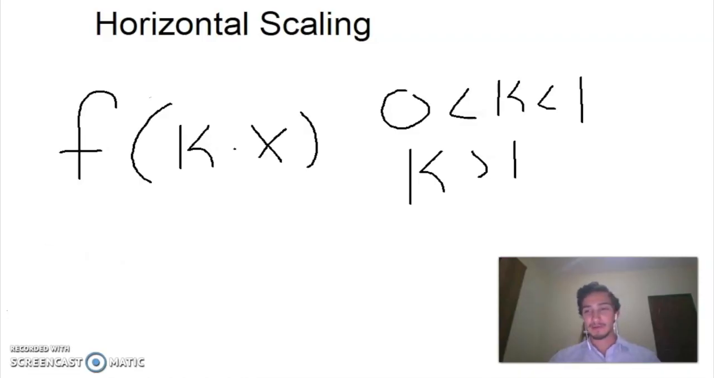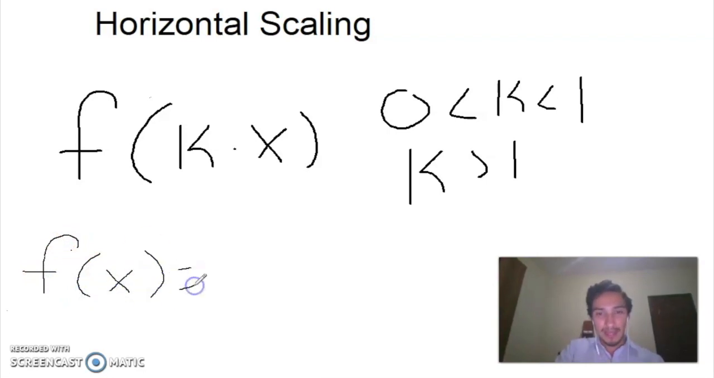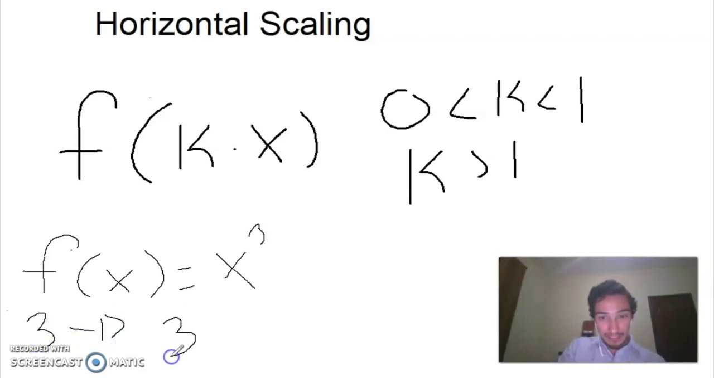All right, so now that we've seen how horizontal scaling looks graphically, let's put both horizontal shifts and horizontal scales together. So let's take f of x is equal to x cubed. Why not? So we're going to have x cubed, and let's say we want to shift it over 3 units to the right, and let's say we want it to be stretched by a factor of 3. How would we do that? So let's write that down. We have 3 to the right, and then we have 3 stretch.